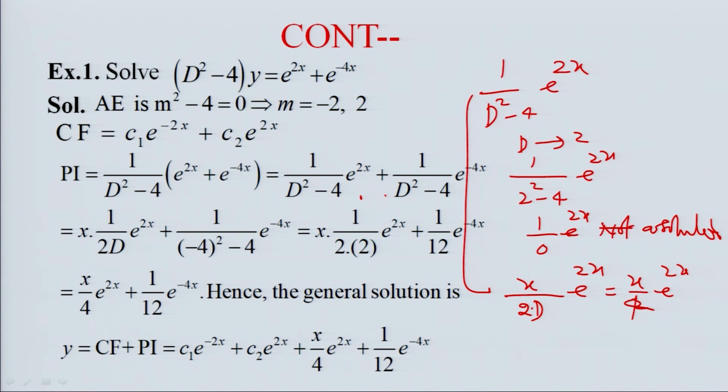Hence the particular integral is x by 4 e^(2x) plus 1 by 12 e^(-4x). Hence the general solution is the combination of the complementary function and the particular integral, and y is equal to c1 e^(-2x) plus c2 e^(2x) plus x by 4 e^(2x) plus 1 by 12 e^(-4x).